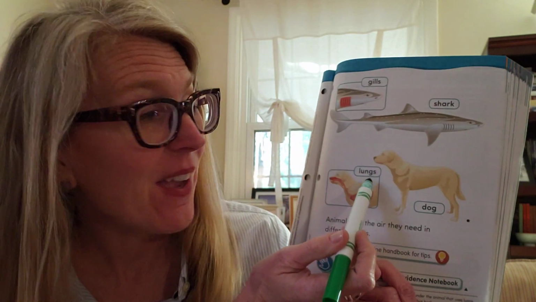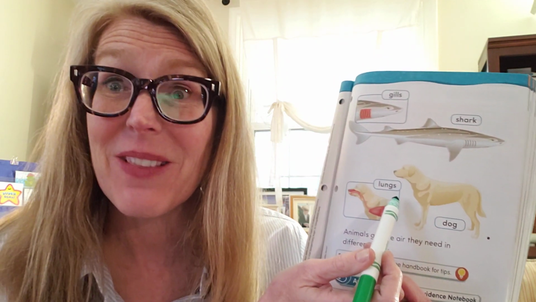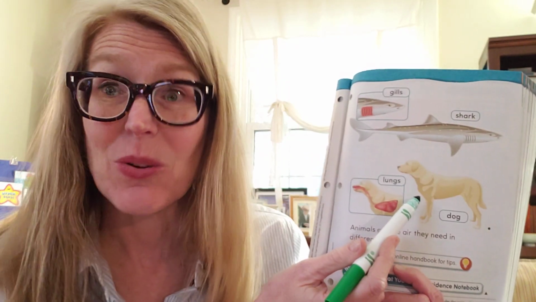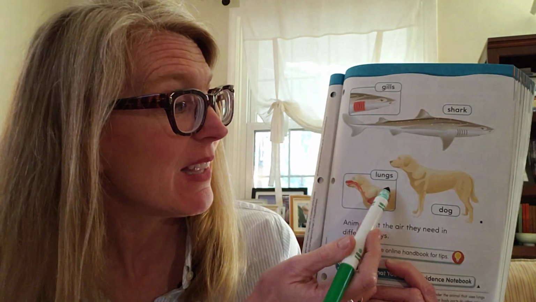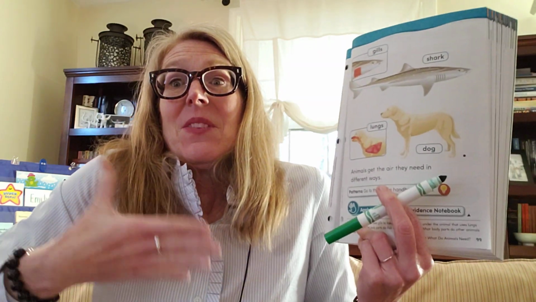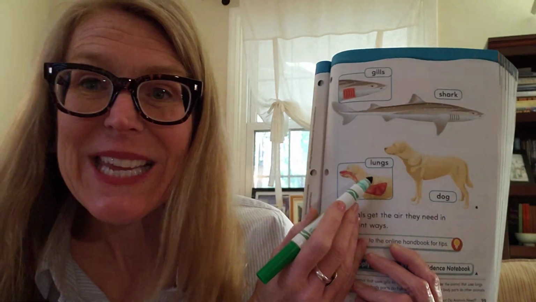The other way they talked about was through the lungs. Well, who has lungs? We do. So we are similar to dogs in that, or I should say dogs are similar to us in that we have lungs. And remember the picture they showed of the lungs? They look like two big balloons and when we take a deep breath, they fill up with air. That's how we get oxygen. We breathe it in from the air and then we take that oxygen into our lungs so that we're able to breathe.